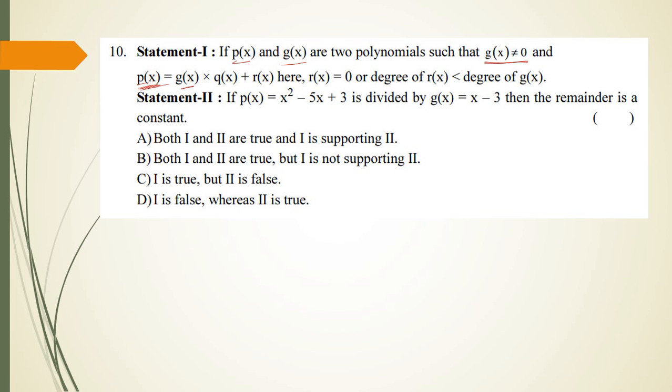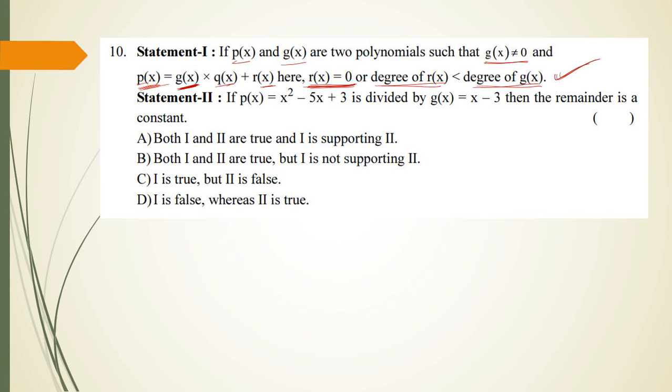So dividend is equal to divisor into quotient plus remainder, right? Whenever you have a divisor, based on the degree of the divisor we are going to have the degree of the remainder. The remainder may be 0 if it is exactly dividing, or degree of R of x will be less than degree of G of x. Degree of the remainder polynomial will be less than degree of the divisor polynomial, right? So this statement is correct.